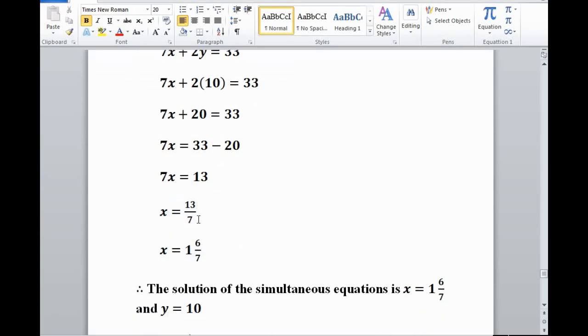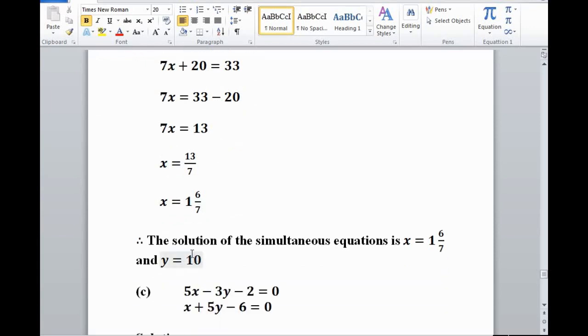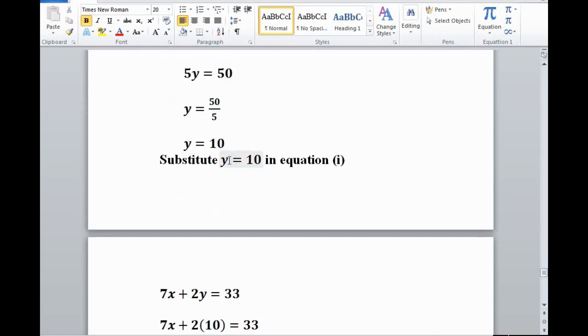You can also express this improper fraction as a mixed number, which is 1 whole 6 upon 7. So therefore, the solution of the simultaneous equations is x is equal to 1 whole 6 upon 7 and y equals 10.